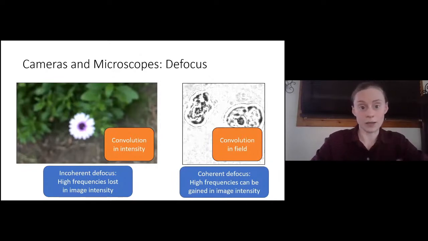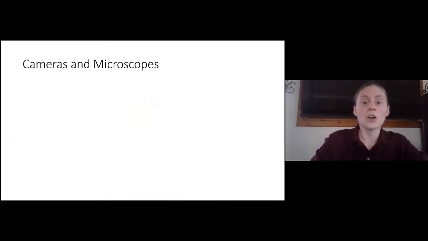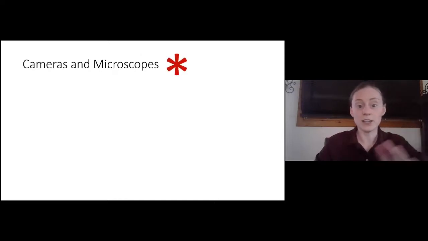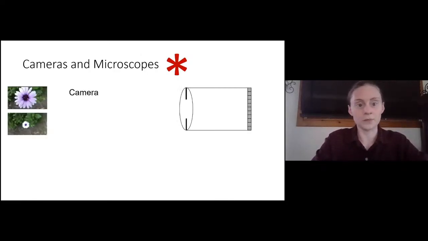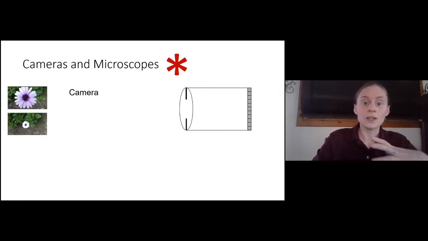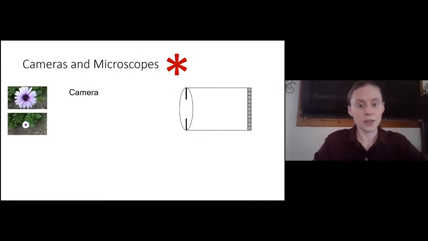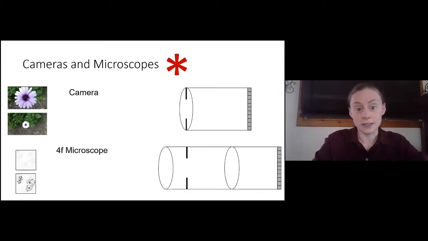Okay, so let's break down these differences between cameras and microscopes, with the caveat that these are generalizations. You could find exceptions to everything I'll say here, but these are very typical assumptions for the two problems. So for our simple camera, consider a single lens imaging system. And for the microscope, we'll assume a 4F system with just ideal thin lenses in each.